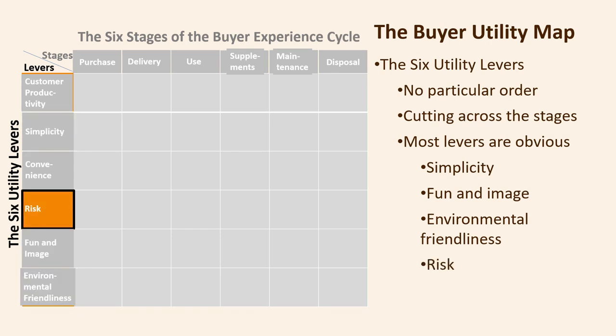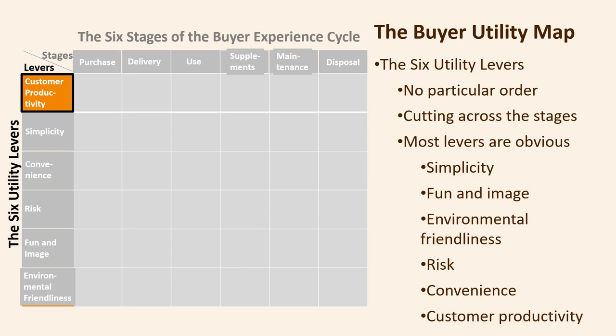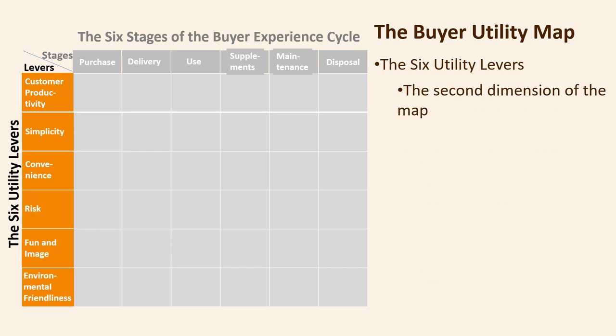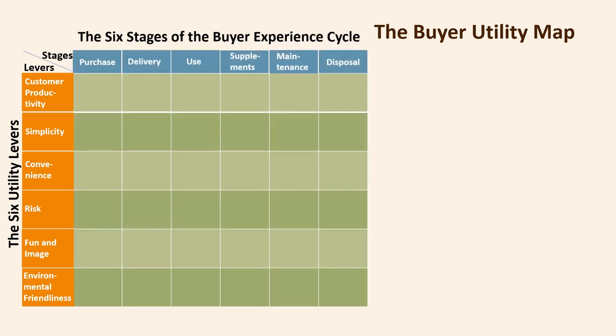Nor does the idea that a product could reduce a customer's financial or physical risks. And a product or service offers convenience simply by being easy to obtain or use. The most commonly used lever, but perhaps the least obvious, is that of customer productivity. Innovation can increase customers' productivity by helping them do their things faster, better, or differently. These 6 utility levers are the second dimension of the map. As mentioned, the 2 dimensions form a matrix of 36 spaces.